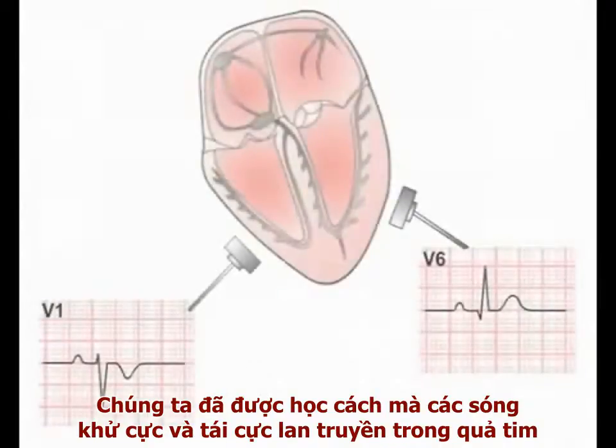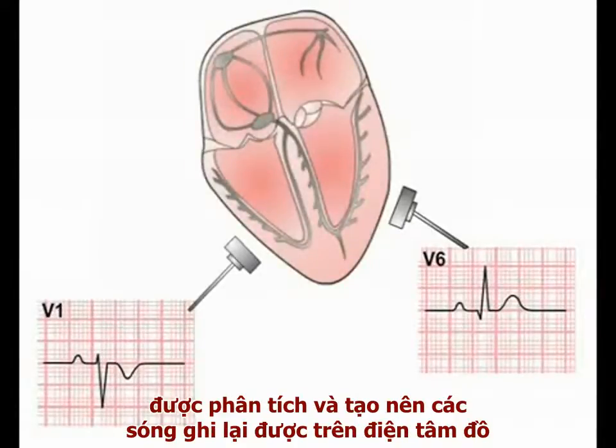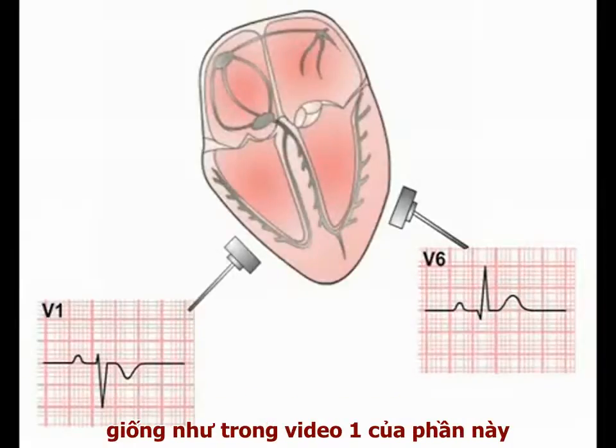We've seen how the cardiac depolarization and repolarization waves spread through the heart. Now we will go on to explain how these electrical events are analysed by the ECG leads to produce the waveforms of the ECG readout. Again, we will work with the 2D schematic of the heart as explained in video 1 of this section.